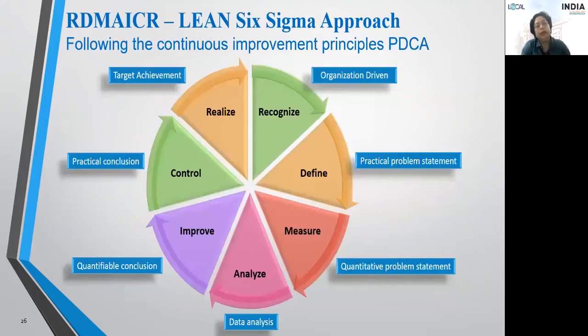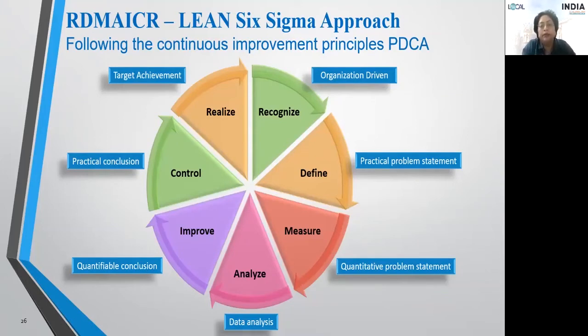So the RDMAICR is the approach of Lean Six Sigma. Now we all know about the PDCA cycle: plan, do, check, act. PDCA is an iterative 4-step management method used in the business for the control and continuous improvement of processes and products. So you can see that concept is basically a PDCA cycle.